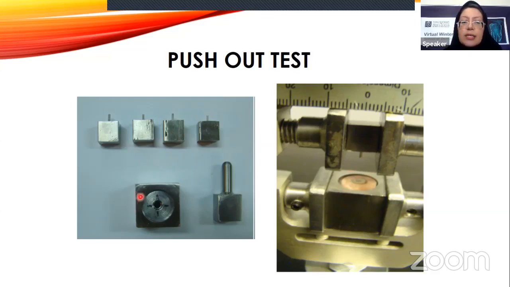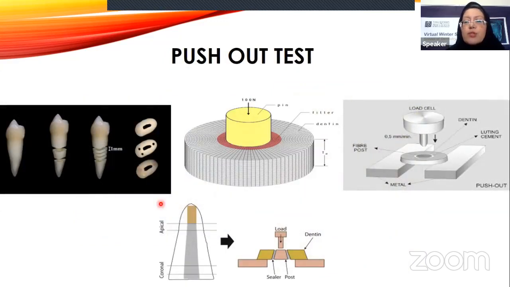Put the disc here and attach this accessory to the upper jig and apply the force downward to push the material out of this hole. You can see here the process of the push-out test is like this. First we fill here, put the disc here, and apply the force downward to push the material out of the root canal.